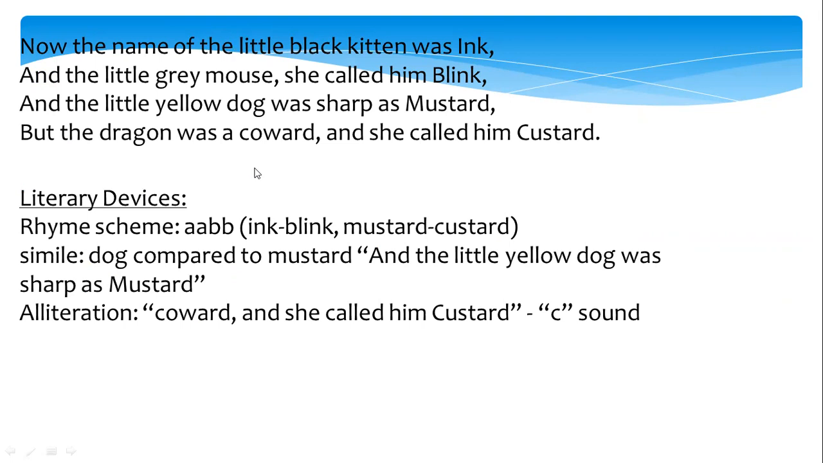So here, let's find out the rhyme scheme. Ink and Blink rhyme together, and mustard rhymes with custard. So the rhyme scheme here is AABB.